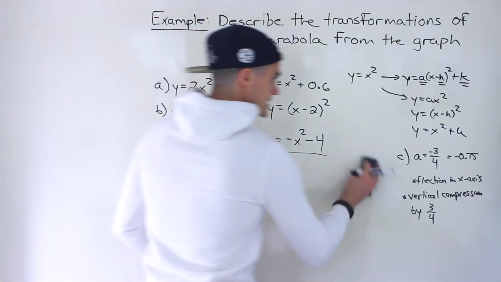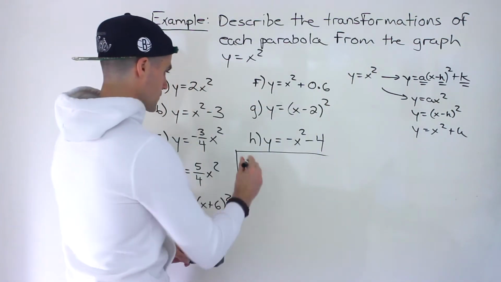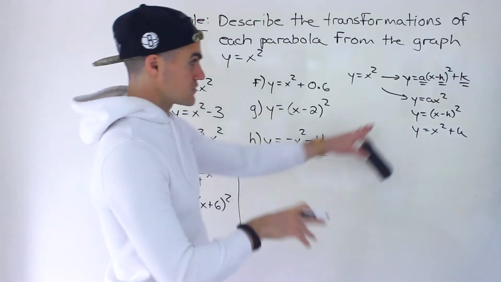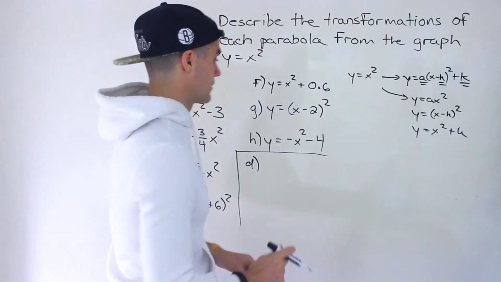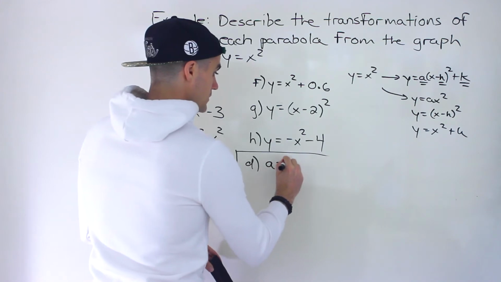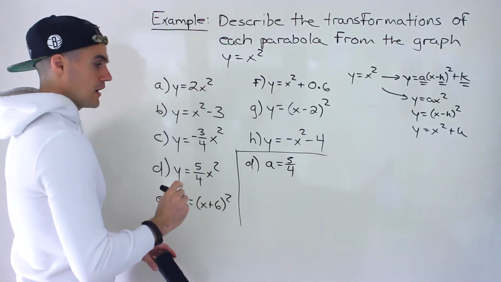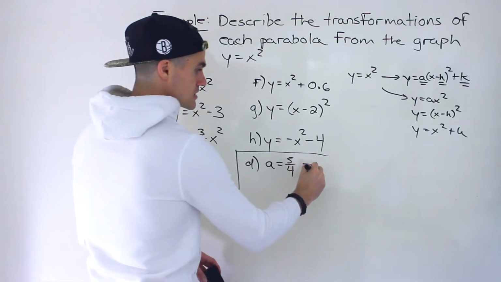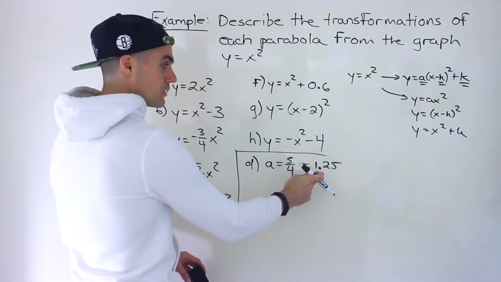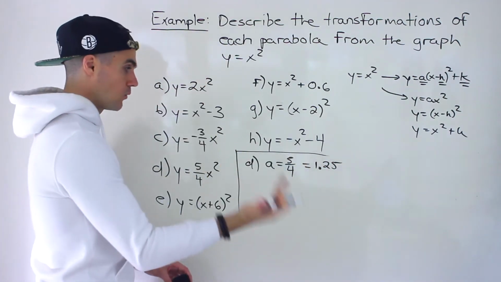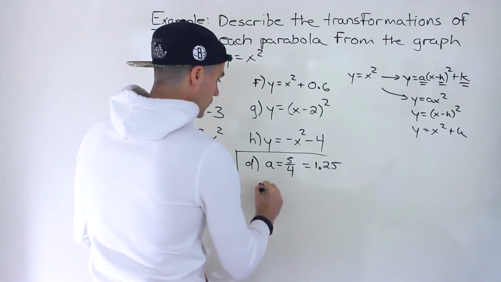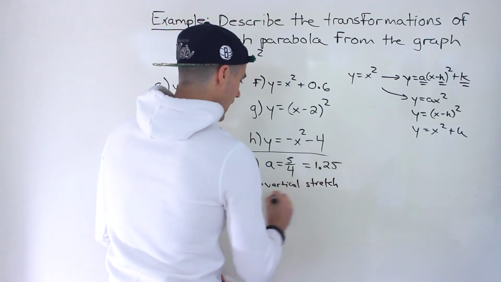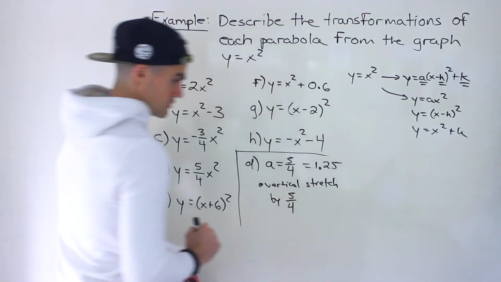Now, what about part D? Part D, notice we have y = 5/4x². So out of all these formats, which one is it? Well, it's the ax squared again. But notice in this case, we got a = 5/4. Now you gotta be careful here. This is a fraction, but what is this fraction? If we take the decimal of this, notice it's gonna be 1.25. And notice that's an a value that's greater than 1. And if an a value is greater than 1, then we know we're dealing with a vertical stretch by a factor of 5/4 or 1.25.